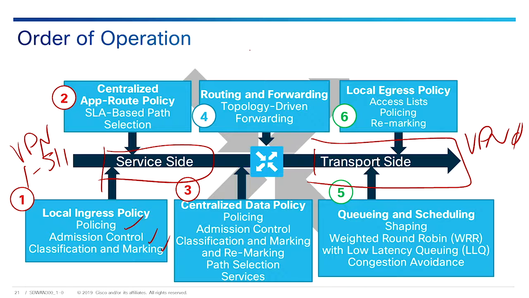Routing and forwarding is going to be after that. And then we do queuing and scheduling. Queuing and scheduling is pretty late in the game because we want to make sure we're actually starting to put packets on the wire. We also support low latency queuing for real-time voice and video. And then our access list, policing, and remarking.